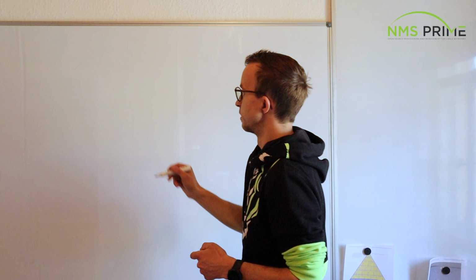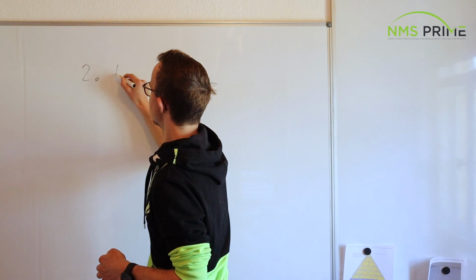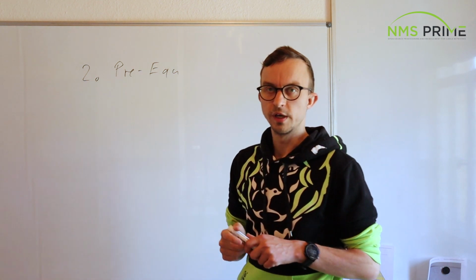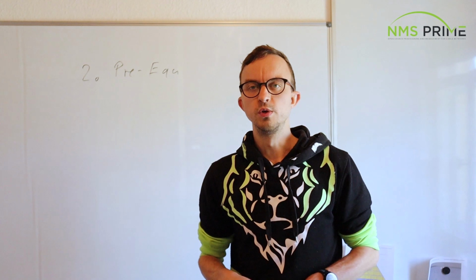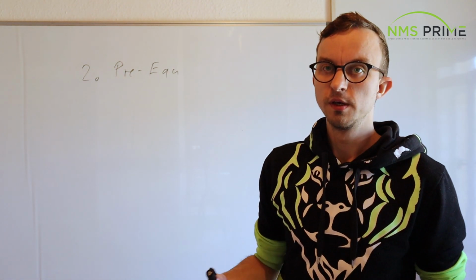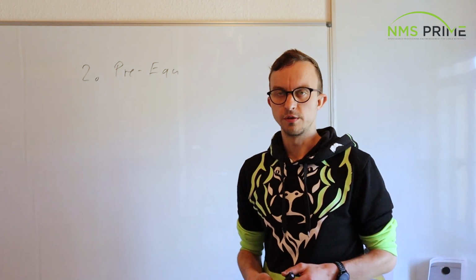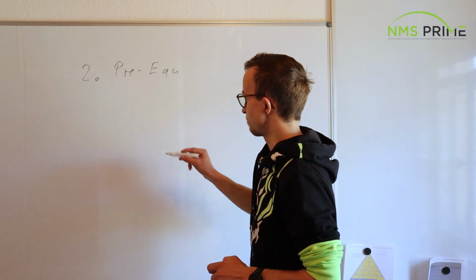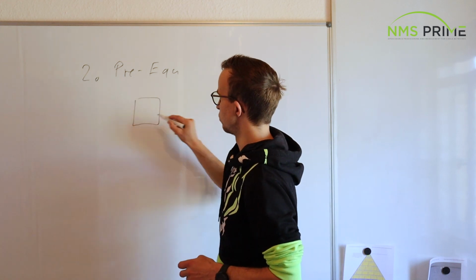So the second thing you need to check is pre-equalization. And pre-equalization is quite a really cool feature, and if you enable it on a Cisco CMTS, where by default it's disabled, you will gain up to 5, 6, 4 dB signal quality on your upstream interface. And what is pre-equalization? Let's jump into this. It's quite a really cool topic.